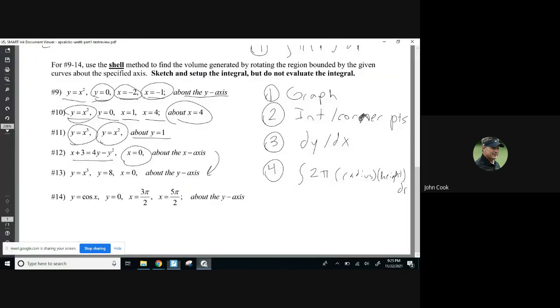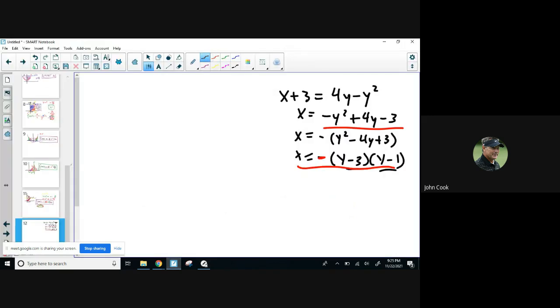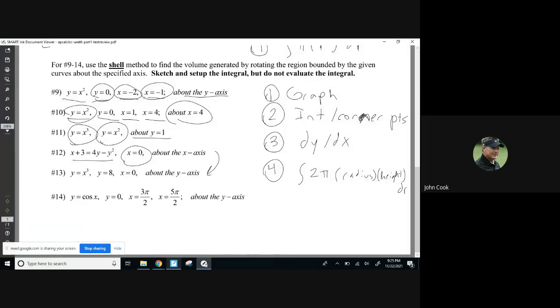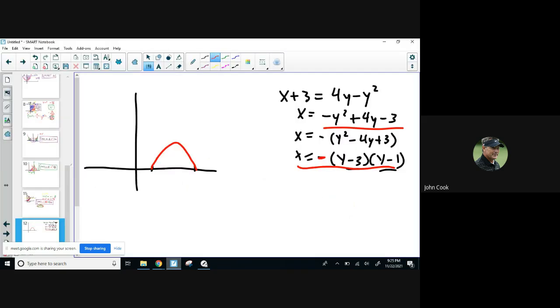Okay, all right, so let me get my bearings on this. I've got that equation, and I had that correctly graphed. It passes through 1 and 3, a parabola facing downwards, so like that. And then yeah, it is about the x-axis, so that means it would be rotated this way, like that.